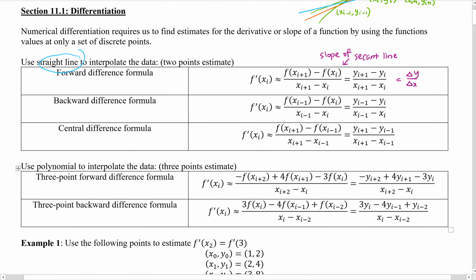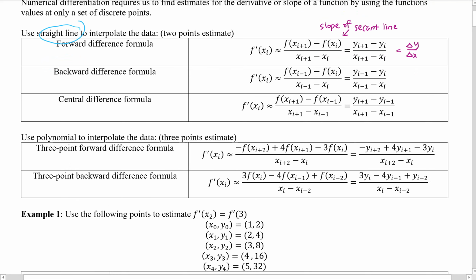And we can also use a polynomial to interpolate the data. So how does that work? We know 2 points can fix a line. For a polynomial, we need 3 points to fix a polynomial of degree 2. So here we have the 3-point forward difference formula. Here we look at the 3 points. What are those 3 points?